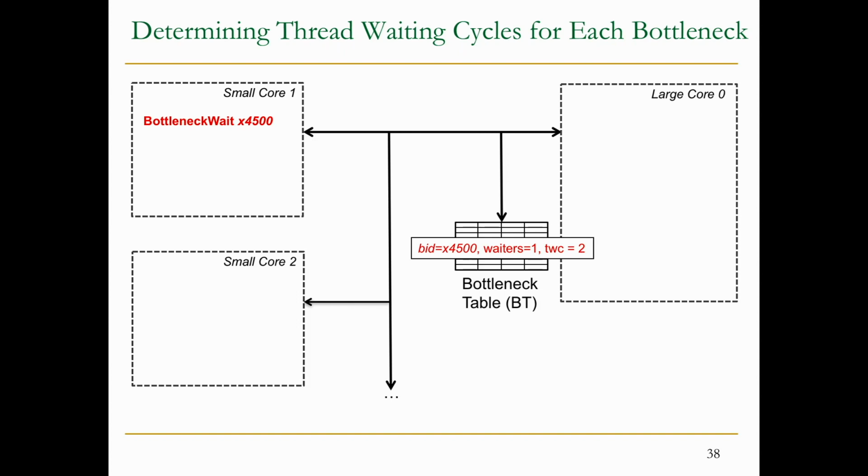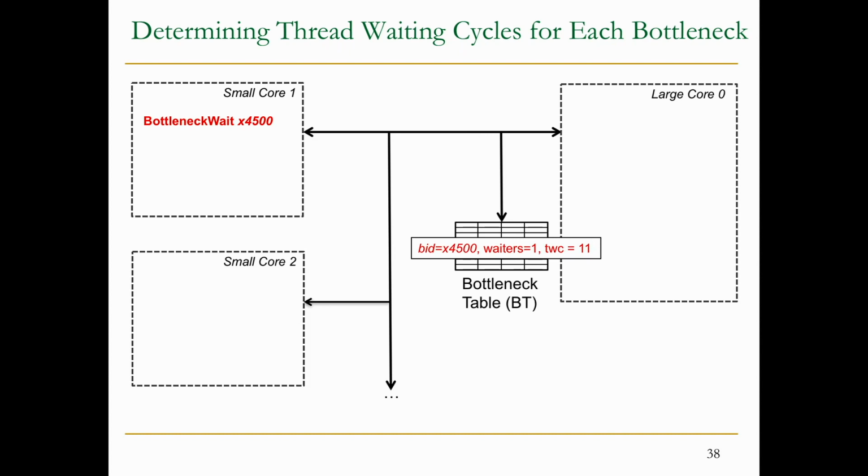So you don't have to increment it clearly every cycle. You can actually do it at a coarse grain. You just need to keep track of when this bottleneck wait has started and when the bottleneck wait has ended. That's the idea. Okay, so you keep incrementing it. At some point, small core 2 also starts waiting for the same bottleneck. Now you have 2 waiters over here. Now you keep incrementing it by 2. And at some point, this is done, and the bottleneck table is notified that small core 2 is not waiting for it anymore, so it's going to increment it by 1.